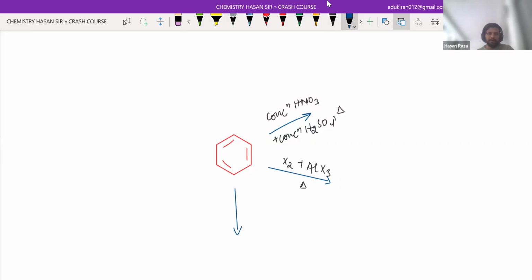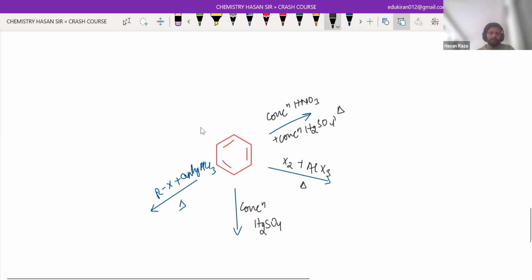Then comes the next reaction, that is concentrated H2SO4. Then comes the next reaction, RH alkyl halide plus anhydrous AlCl3, and then comes the last reaction, RCOX plus anhydrous AlX3 or AlCl3.